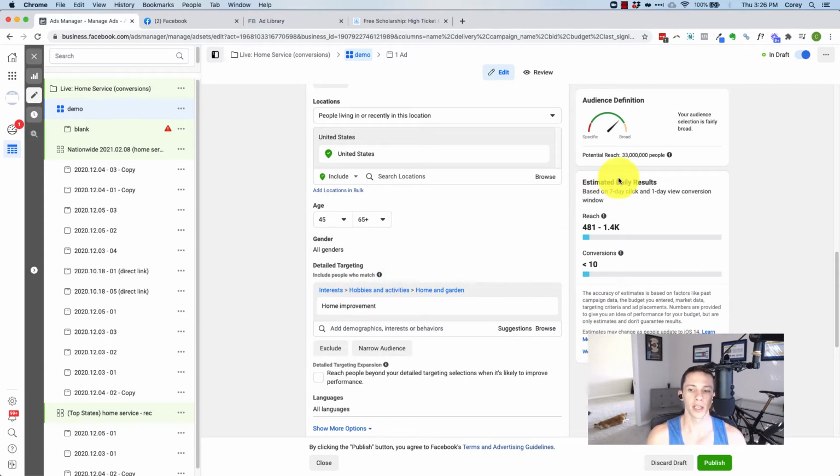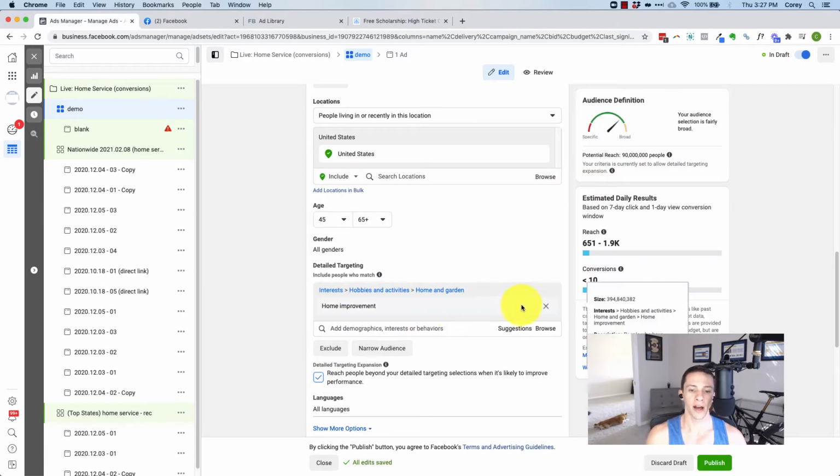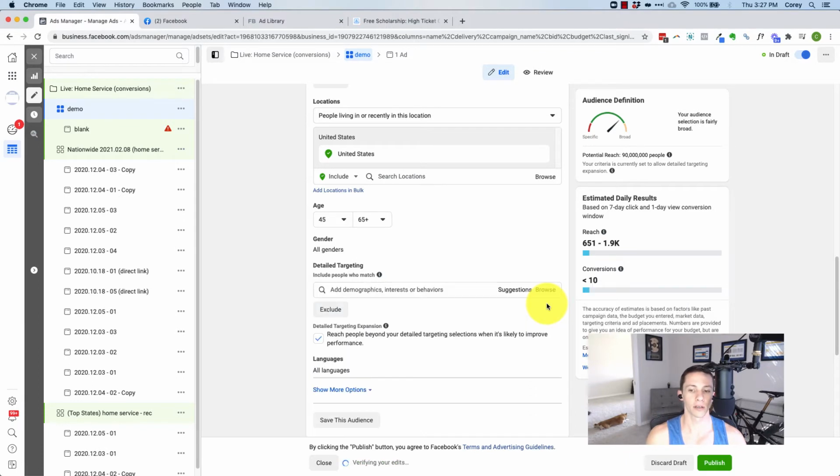And what you'll see right here is that we've got an audience size of 33 million. But then right here is this detailed targeting expansion, okay? And when we target this, it effectively removes the home improvement category right here and just basically targets everybody. So watch when I toggle it, it goes up to 90 million, right? So if I were to delete this interest targeting, you would see we're still at 90 million people, right? So there are 90 million people in the United States over the age of 45 that are on Facebook, right? And by toggling this expanded interest, it opens up my audience to all of these people.